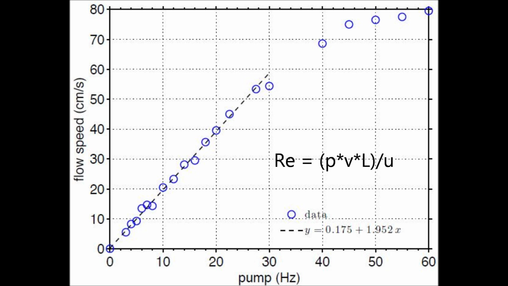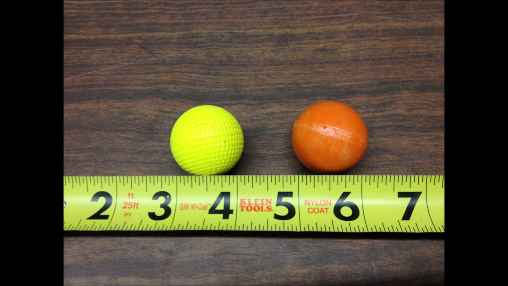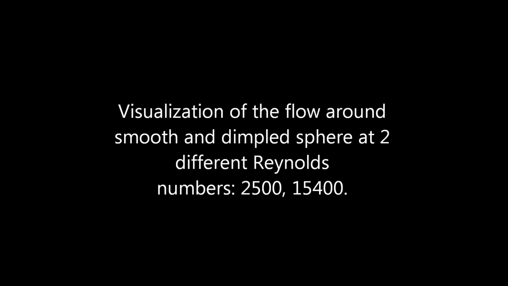Reynolds number equals density over viscosity of water times flow velocity times a characteristic length. The characteristic length was chosen to be the diameter of the sphere, shown here to be at 3/4 scale of an actual golf ball. The limitations of our water channel allowed us to study Reynolds number regimes at a low value of 2500 and a high value of 15,400.